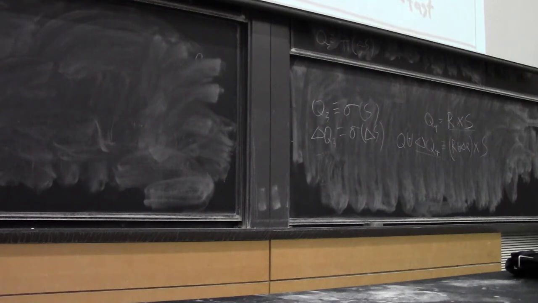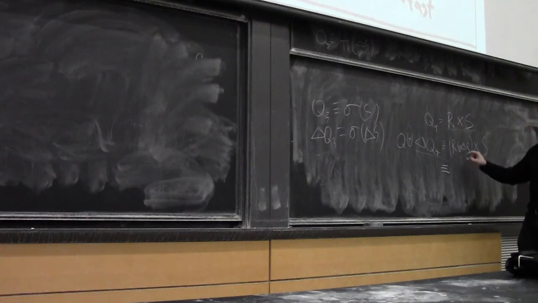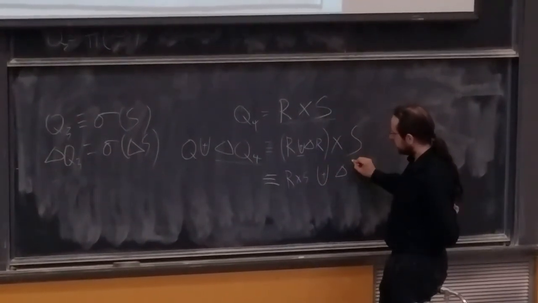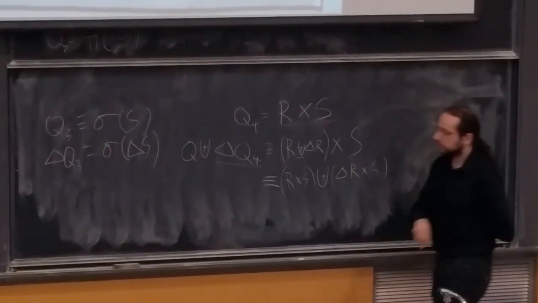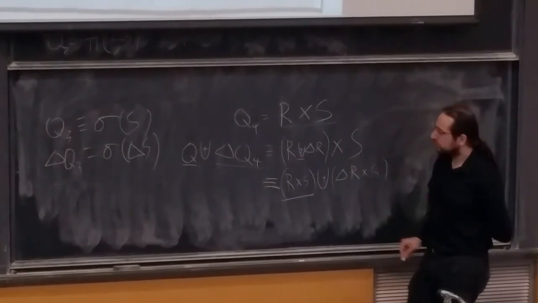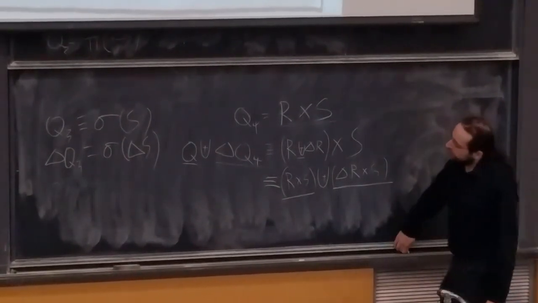So from that, how do you get to delta R cross S? Well, R cross S union delta R cross S. Okay, so join distributes over union, so we get R cross S bag union delta R cross S. We already have R cross S, and we've already got R cross S. So this and this are the same. Great. So that means that delta R cross S is what we're looking for.